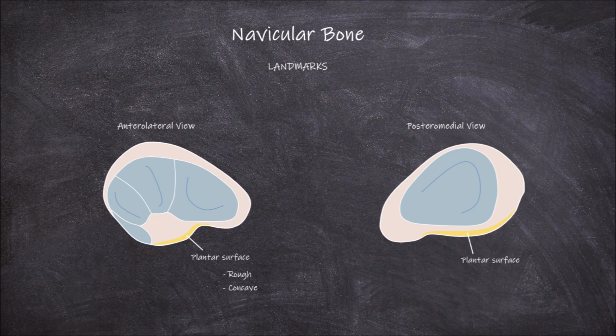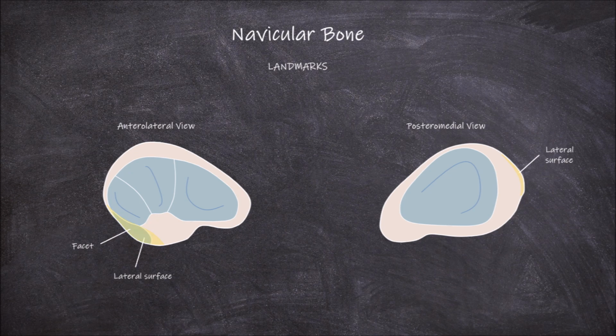The third surface is the medial surface. This surface has a large tuberosity called the navicular tuberosity. A groove is found between this tuberosity and the plantar surface of this bone. The fourth surface is the lateral surface. The lateral surface is irregular and has a facet on it for articulation with the cuboid bone.